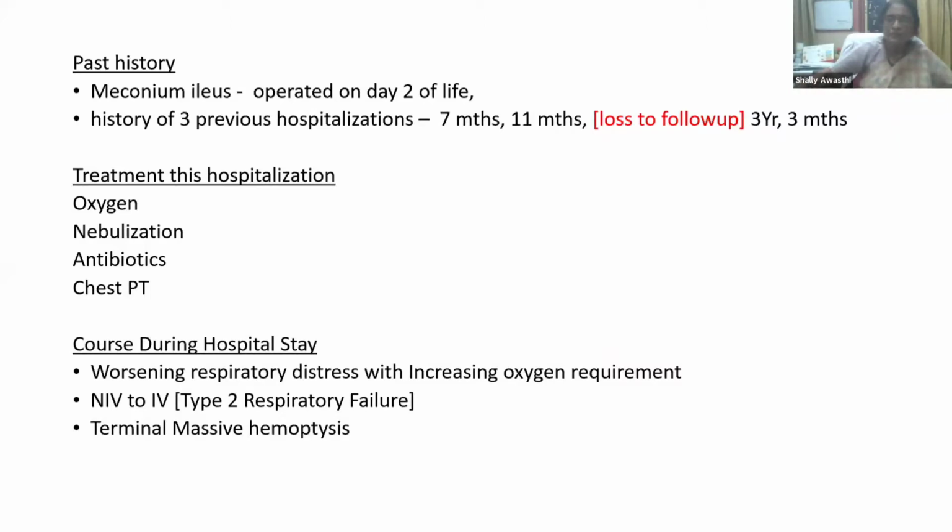Now, as I show you these 3 admissions, first admission was, of course, in the neonatal period, thereafter 7 months, 11 months, and you see there is a big loss to follow up, whereafter she came at 3 years, 3 months, and then at 3 years, 6 months. When she was admitted, we gave her oxygen, nebulization, antibiotics, chest physiotherapy. However, during the hospital stay, there was worsening of distress with increasing oxygen requirement, and from non-invasive, we had to shift to invasive ventilation. There was massive terminal hemoptysis.